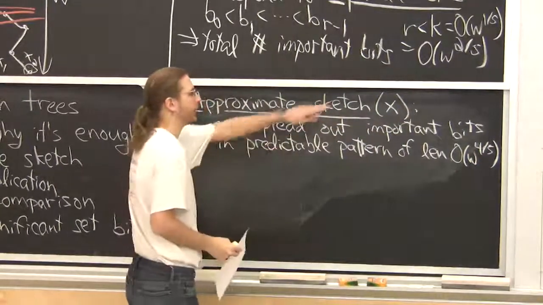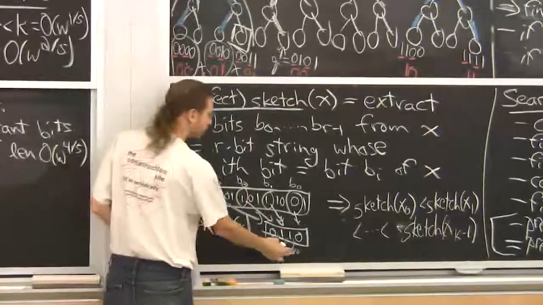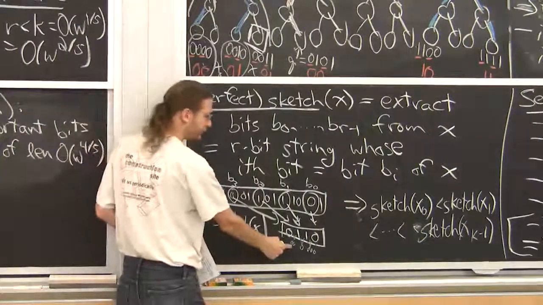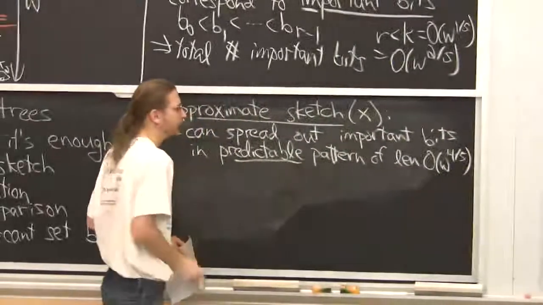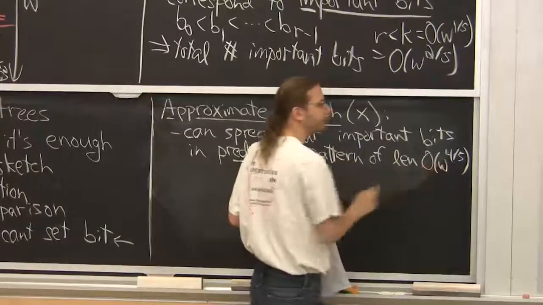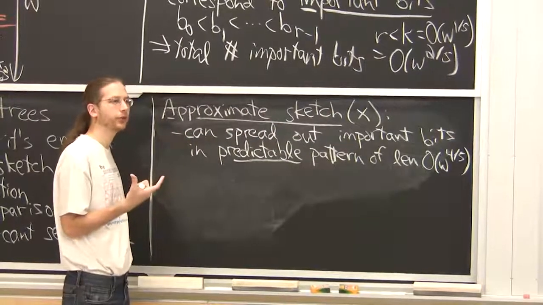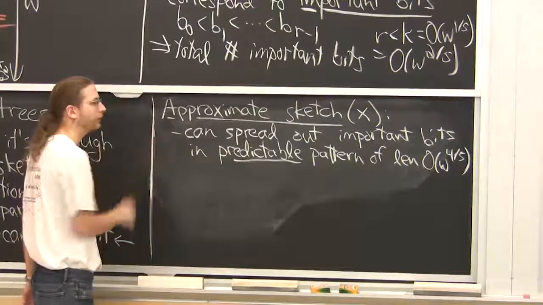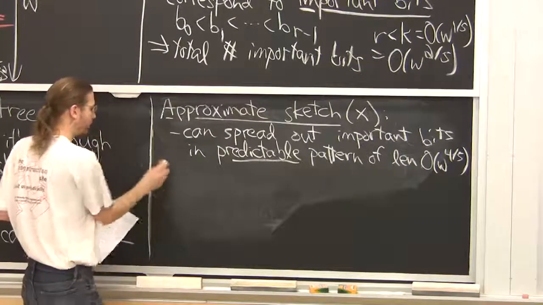Predictable just means it doesn't depend on what x is. So when there are extra zeros here, that's fine. But there's always going to be 2 zeros here, 1 zero here, 3 zeros here, no matter what x was. As long as it's predictable, I'm going to preserve order. And as long as it's length order w to the 4/5, if I take w to the 1/5 of them, that will still fit in a constant number of words, because it'll be order w bits total. So that's what I can afford. And now I'm going to do it. So here's how.